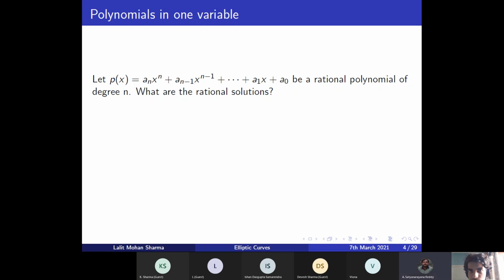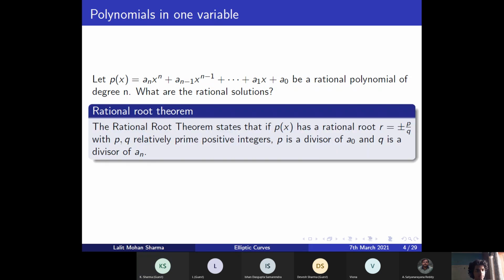Yes, Kathy, go ahead. I think we can test using the rational root theorem. Yes, exactly. Basically, the rational root theorem states that if there is a rational root p by q with p and q relatively prime, then p divides a naught and q divides a n.